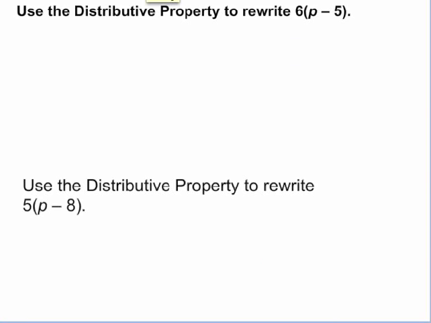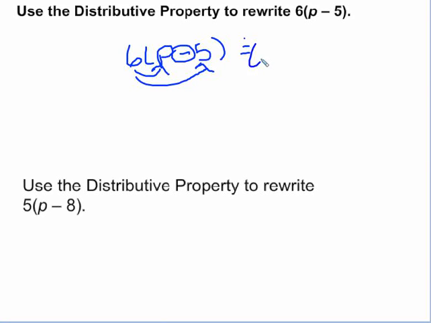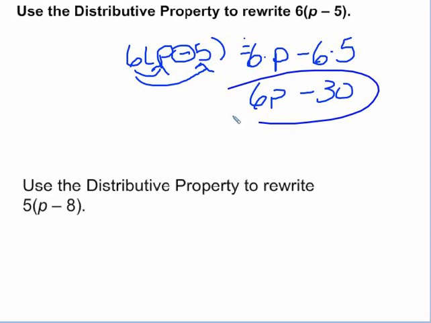All right, let's try it with some basic subtraction. 6 times the quantity p minus 5. Again, I know I'm going to multiply 6 by p, 6 by 5, and I'm going to retain that minus sign. So I'm going to have 6 times p minus 6 times 5, that's 6p minus 30, and I am done.